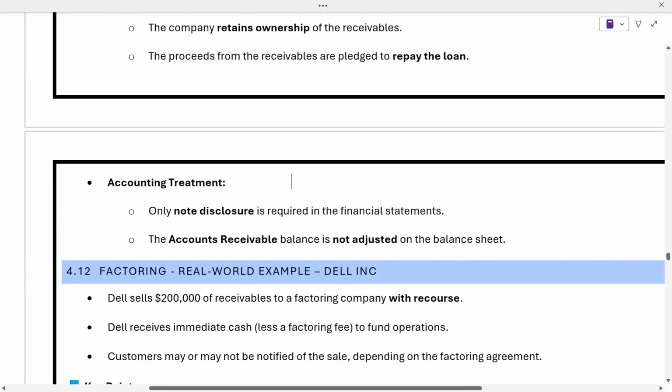As for the accounting treatment, as we discussed above, the only requirement is to disclose it through a note within the financial statements that we have pledged our accounts receivable against this total amount of loan. And finally, the accounts receivable balance is not adjusted in the balance sheet. Nothing happens in the balance sheet to the accounts receivable balance.